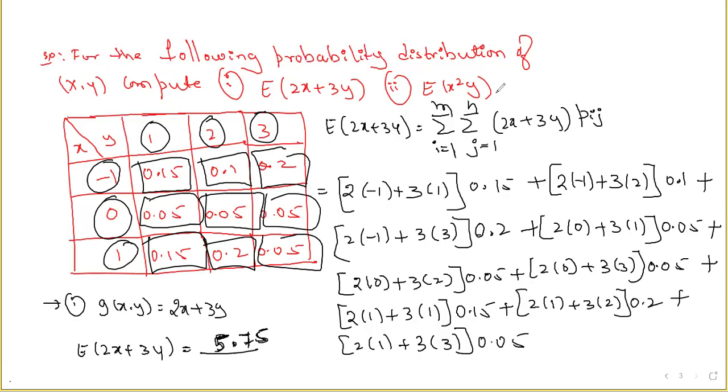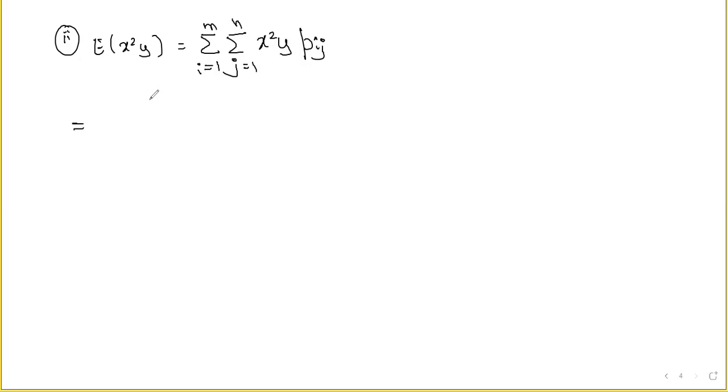Now we go for the second one, that is the expected value of x square into y. The formula remains the same, that is, summation i running from 1 to m and j running from 1 to n. Instead of g of x comma y, we have the function x square into y, then pij. Right? So here we'll consider the same table.